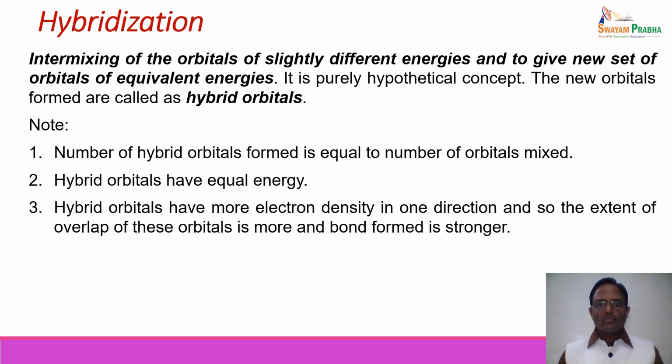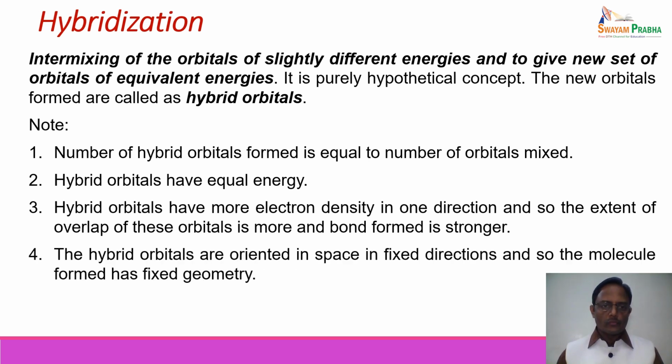Hybrid orbitals have more electron density in one particular direction, and so the extent of overlap of these orbitals is more and the bond formed is stronger. We know that the more the extent of overlap, the stronger the bond. And since the electron density is pointing in a particular direction, there will be stronger overlapping with the bonding atoms. The hybrid orbitals are oriented in space in fixed directions, and so the molecules which are formed will have fixed geometry.